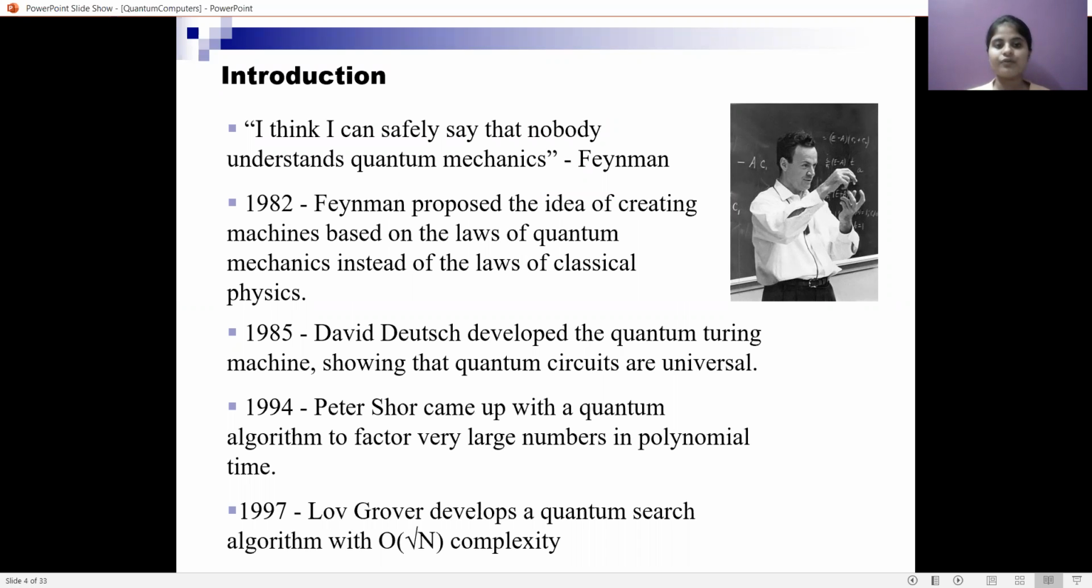Feynman proposed the idea of creating machines based on the laws of quantum mechanics instead of the laws of classical physics in 1982. In 1985, David Deutsch developed the quantum Turing machine, showing that quantum circuits are universal. In 1994, Peter Shor came up with a quantum algorithm to factor very large numbers in polynomial time. In 1997, Lov Grover developed a quantum search algorithm with O root n complexity.